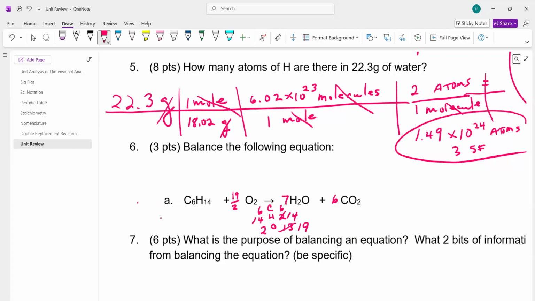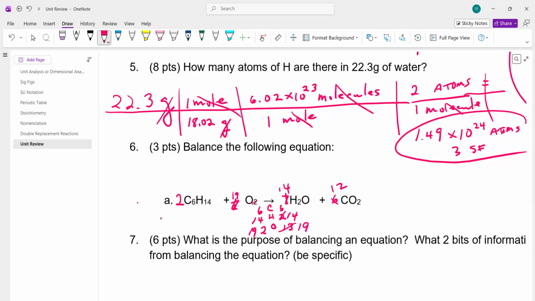And the reason why it's 19 is because the twos cancel, leaves us with 19. So now it's balanced. But there's a fraction present, so we have to clear the fraction. So that's the easiest way, if you look at the denominator of the fraction, which is 2, multiply everything by that. So that's 2, 19, 14, 12. Okay.